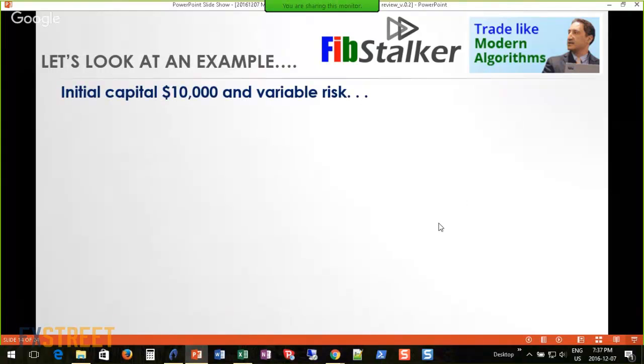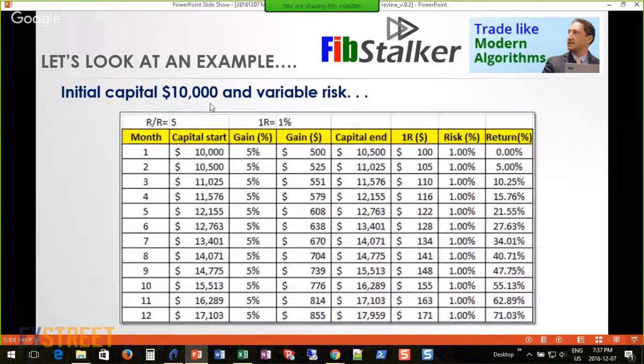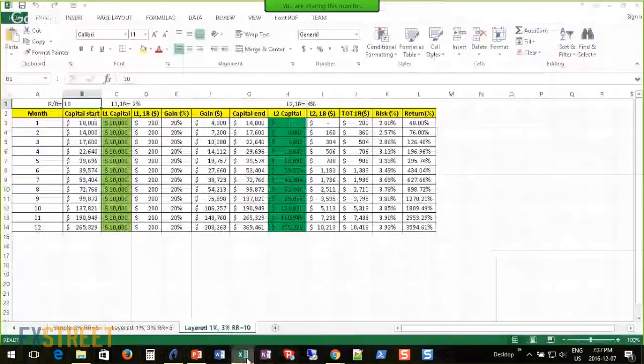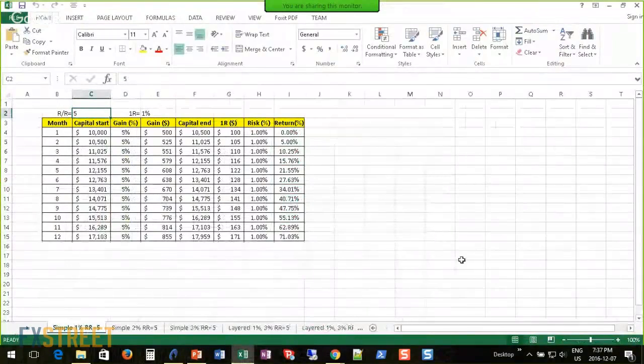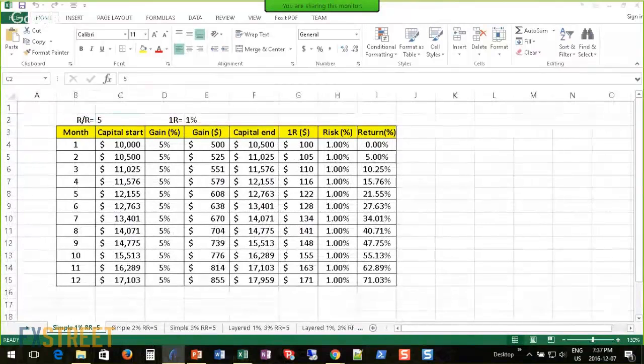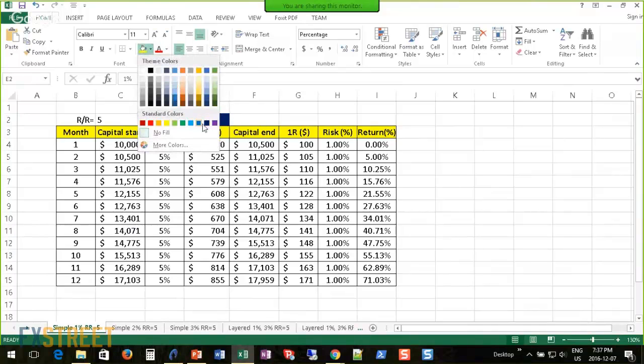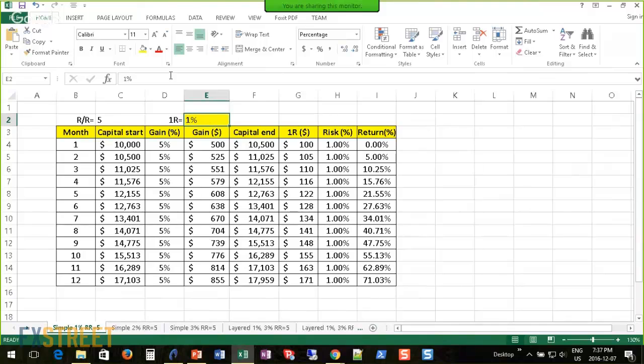So let's look at an example here. If you have an initial 10,000 capital and variable risk, you start the first month with 10,000, and let's say your risk is 1%. I'm going to highlight it in orange, which means that every time we put up a position, the pip distance between our entry and exit has a value which is 1% of our account. In our case, 1% risk would be $100 here.